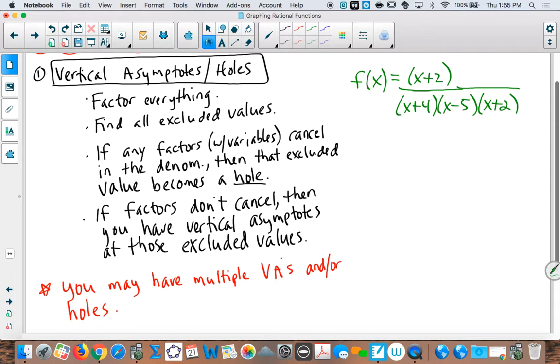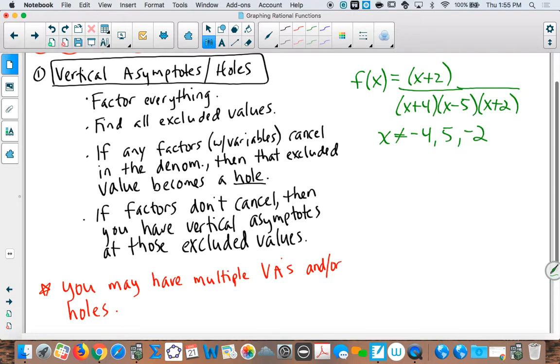So everything's factored. The next thing you're going to want to take a look at is, what are your excluded values? Who can tell us what our excluded values should be? X cannot be, Bama? Good, okay? Once you find your excluded values, you just have to decide, are these excluded values going to give you a hole or an asymptote?